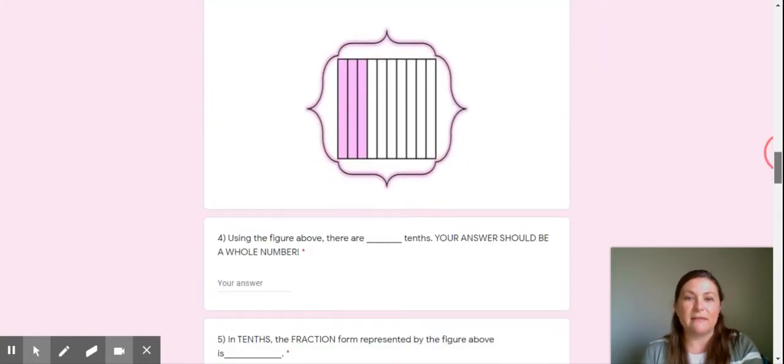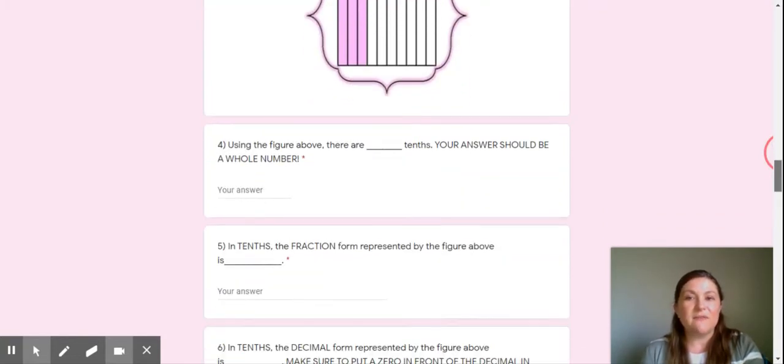Here we go. You're doing great. Using the figure above, there are blank tenths. Okay, so I know that in 30, there are 3 tenths.